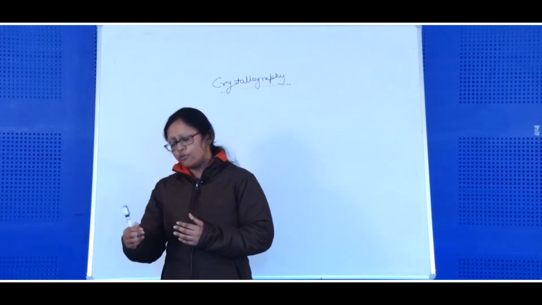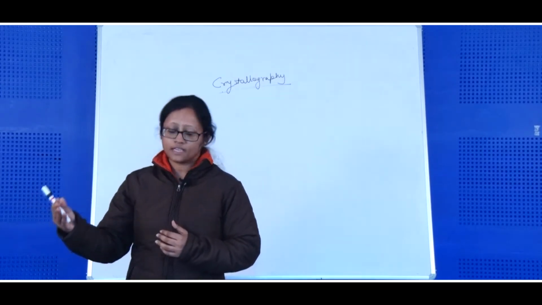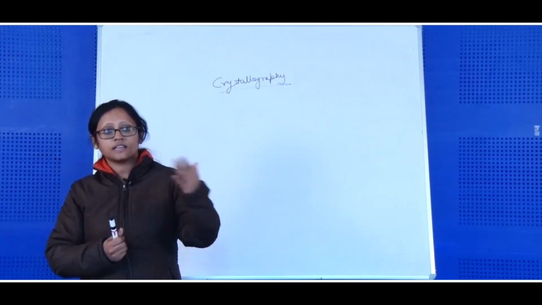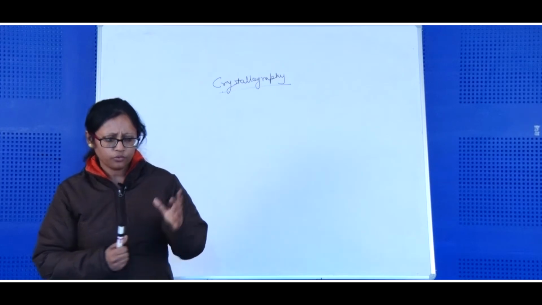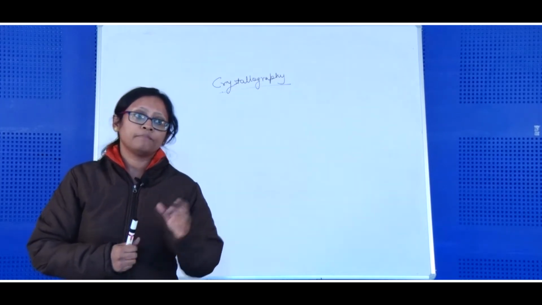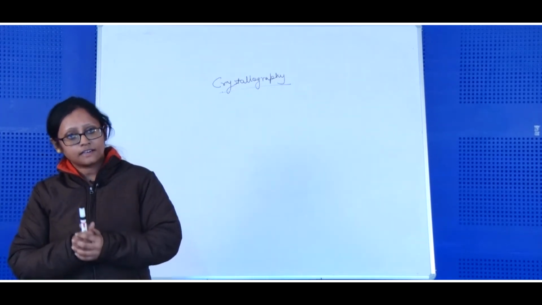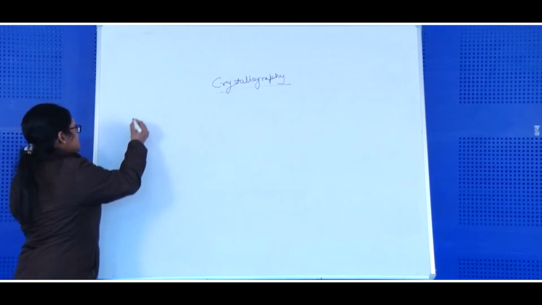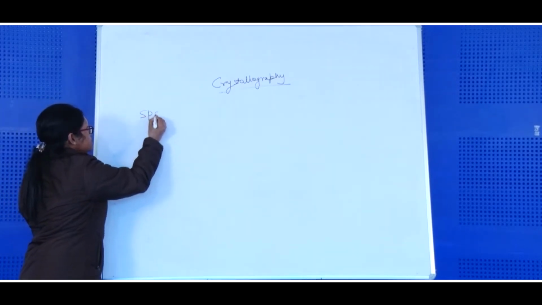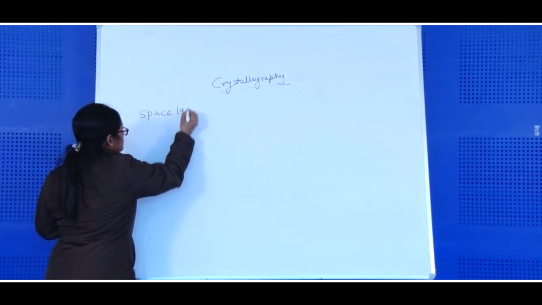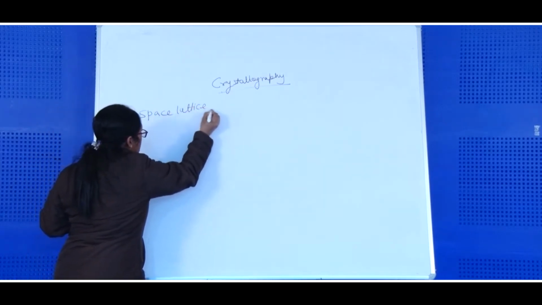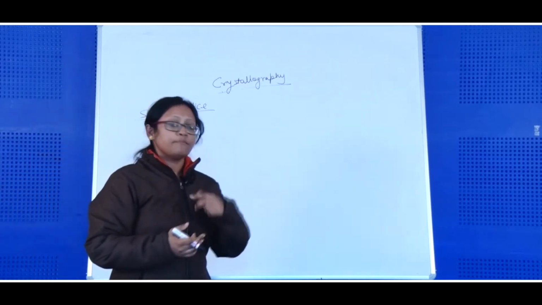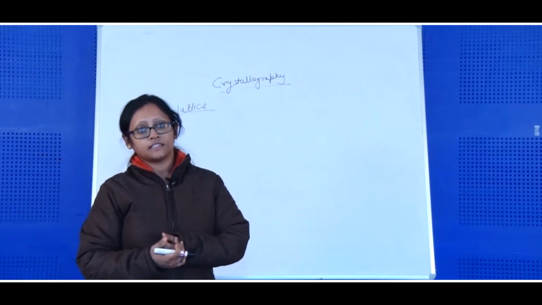So before we start to understand the crystal structure, we should know the basic things of the crystal structure. So the first thing is the space lattice point, which is the space lattice. Now, what is a space lattice? It is actually a symbolic language for a crystal structure.